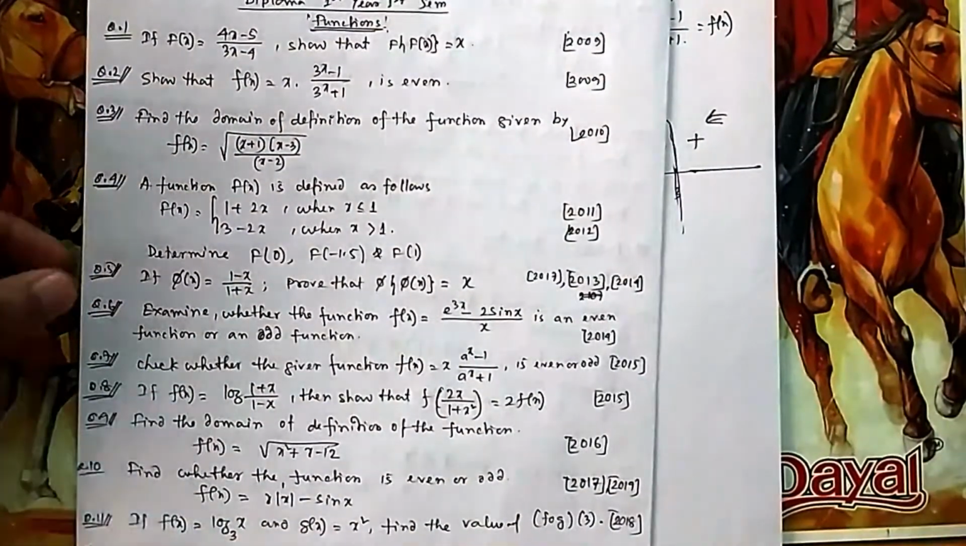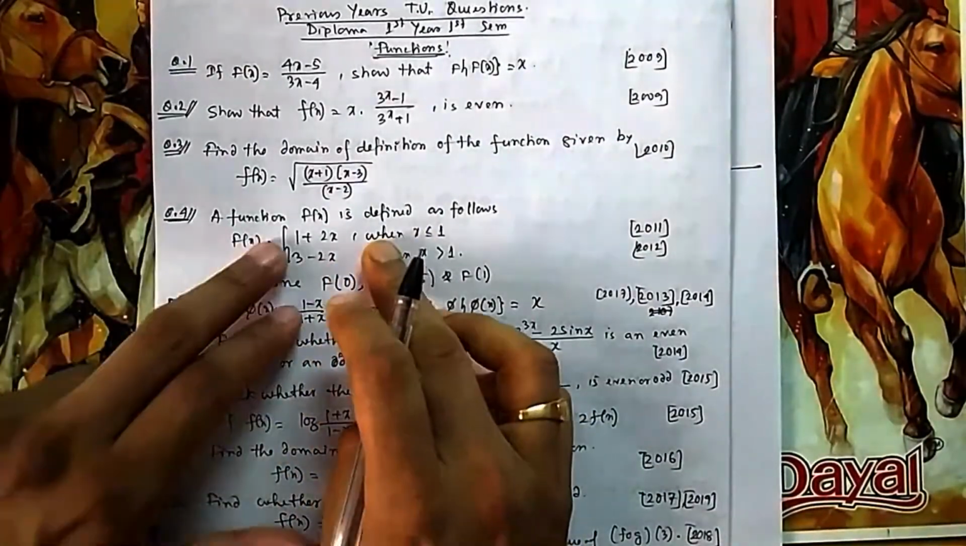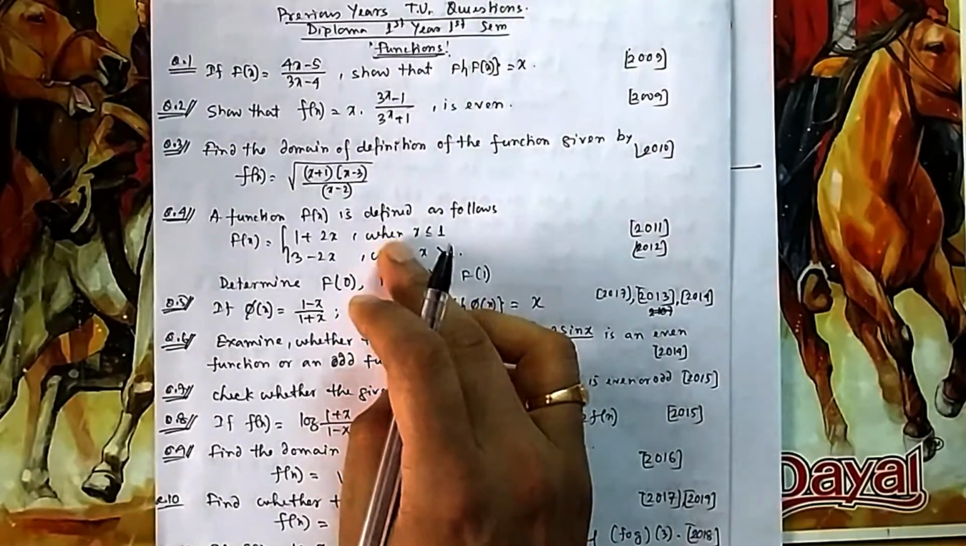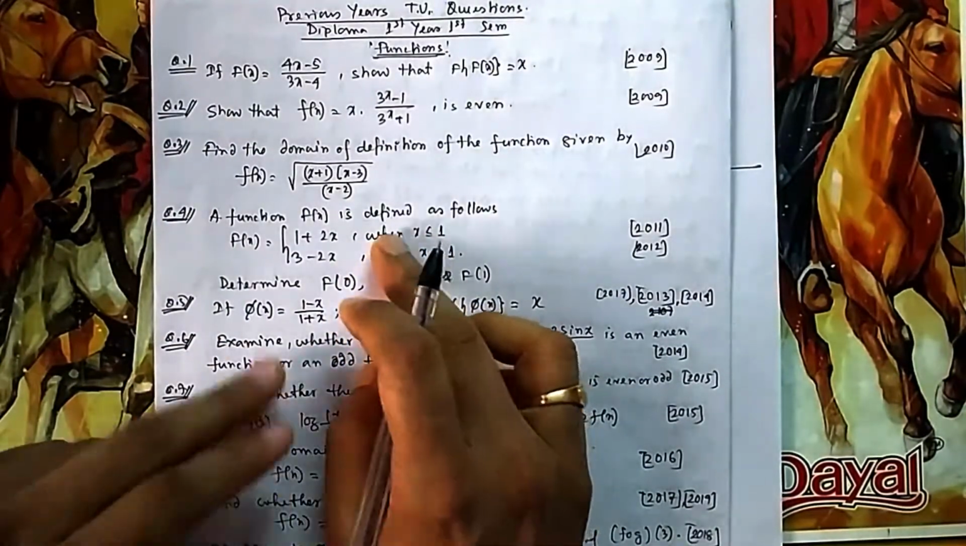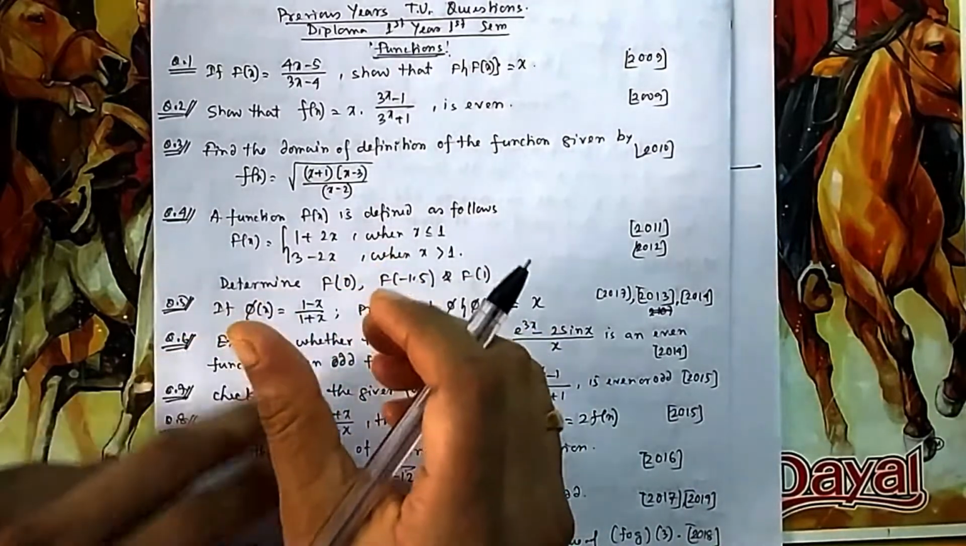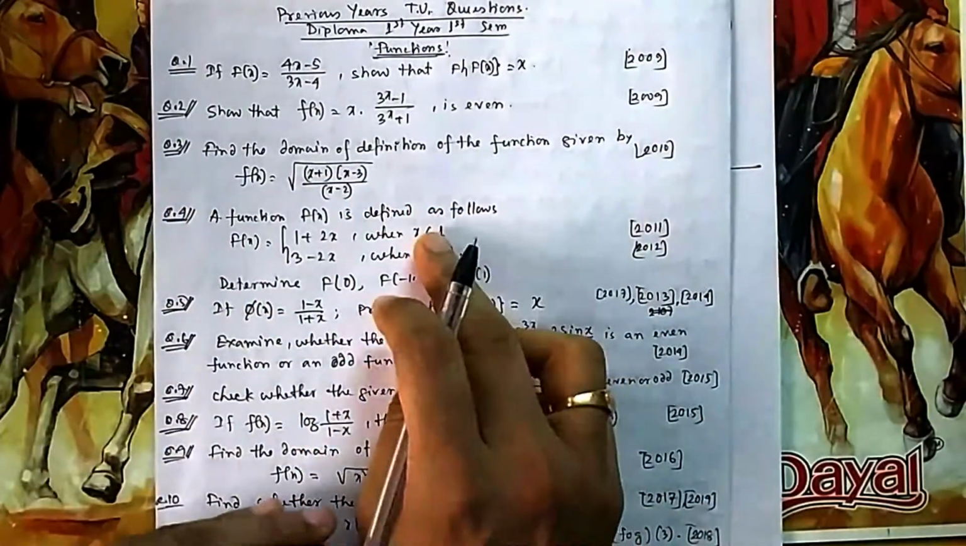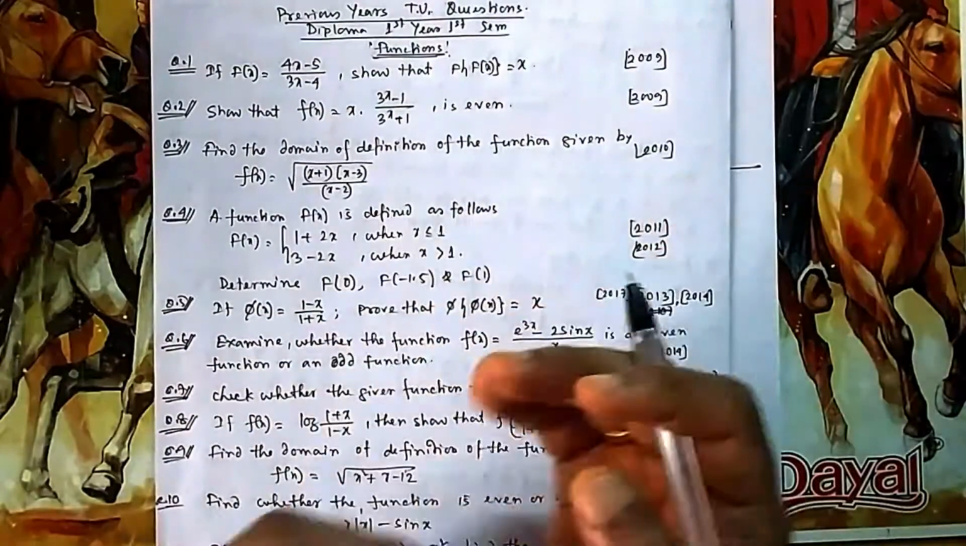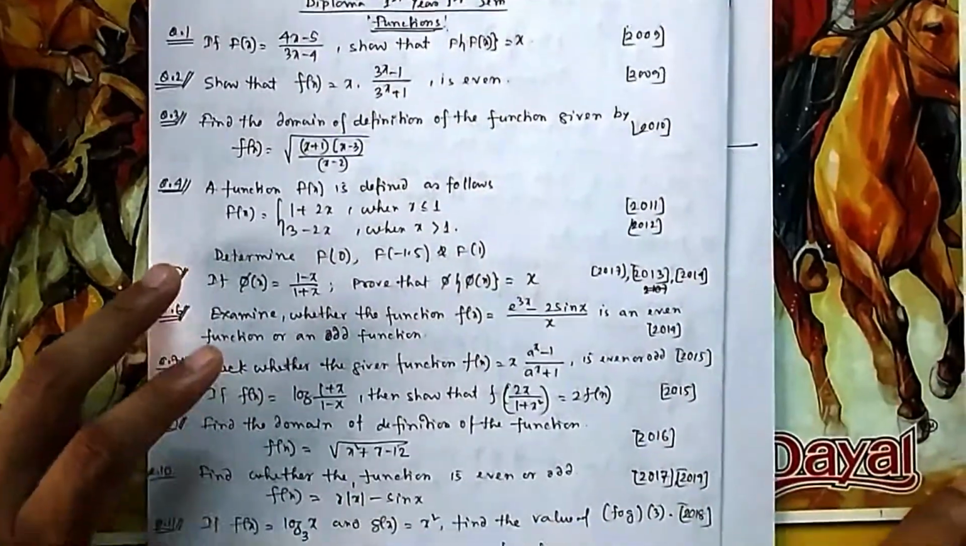So if you come to question number 4, the function is defined as follows. I explained to you what is the name of this type of function. This is known as a piecewise defined function. The function is divided into pieces, small portions. For less than 1 a portion, for greater than 1 a portion. So that is a piecewise defined function.